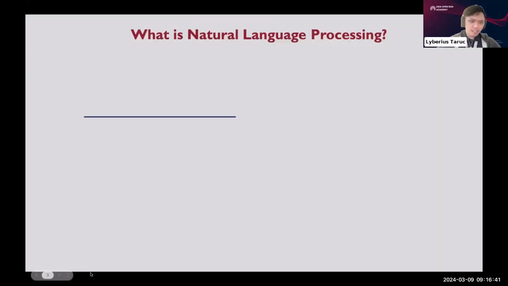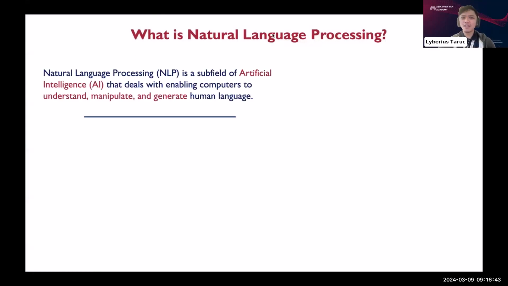Okay, now let's proceed. Now, what is natural language processing? This one was described to you a while ago also. I'll give you another definition. As Dr. Pratik mentioned a while ago, NLP, like AI, has several definitions. But for this specific definition, NLP is a subfield of AI that deals with enabling computers to understand, manipulate, and even generate human language.